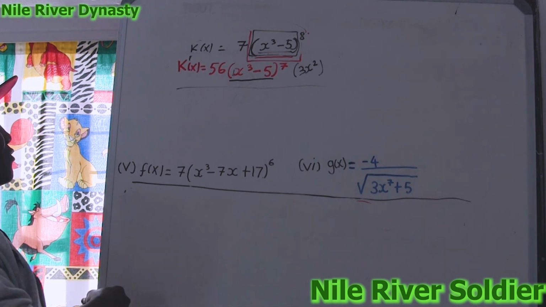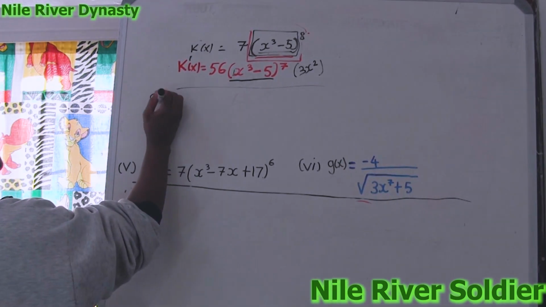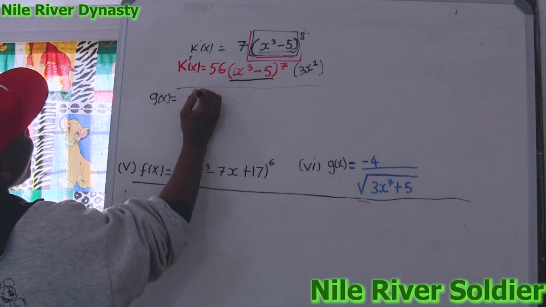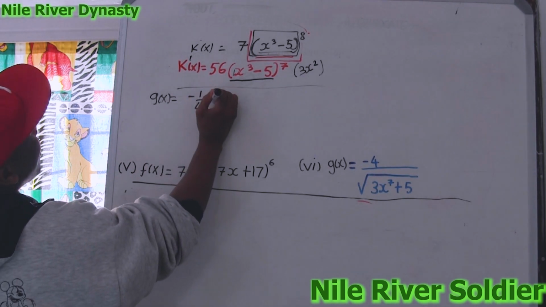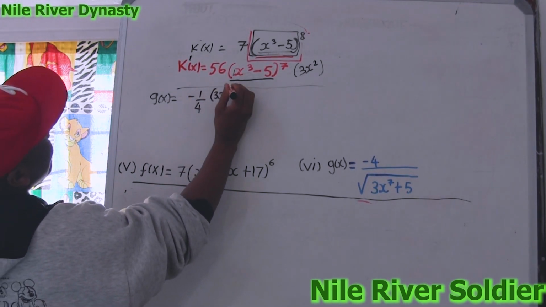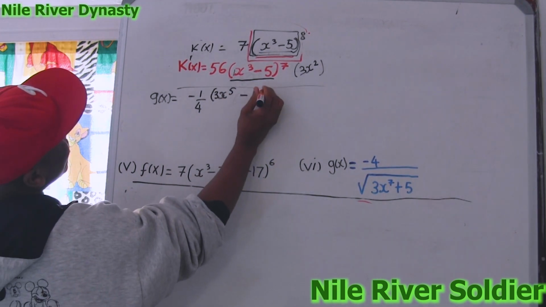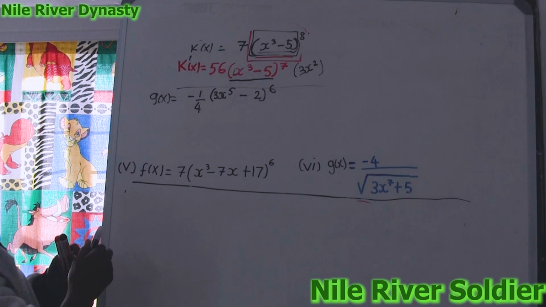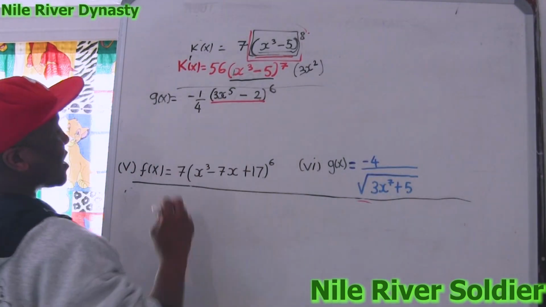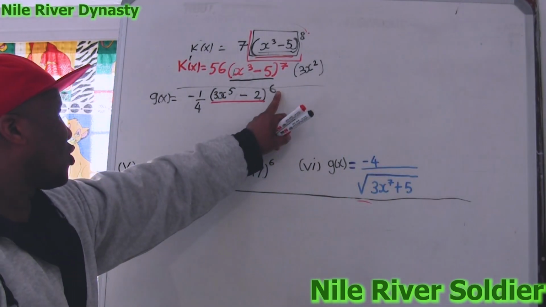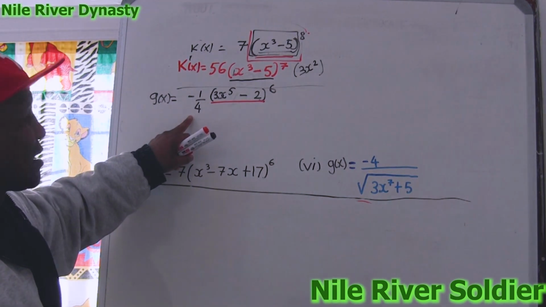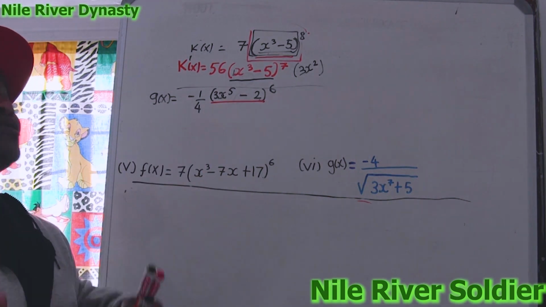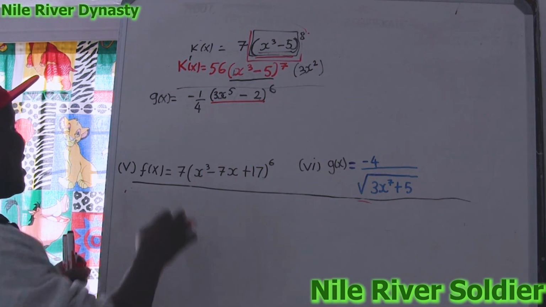Okay, so somebody gives you, for example, g of x equal to negative 1 over 4. Okay, let's say they give you x, 3, power 5, minus 2, and then power 6. Let's say differentiate. So the game is going to be the same. So I'm going to treat all of this as one thing. So 6 multiplied by whichever number is at the back. The moment you take the power to the back is when you differentiate. So make sure you put prime.